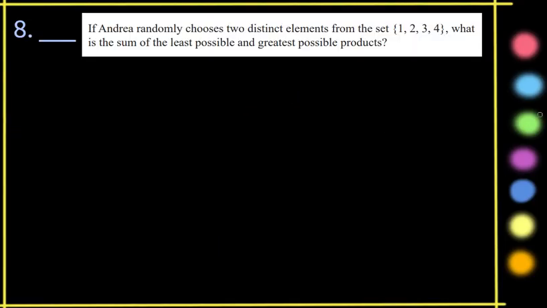Okay, this one says if Andrea randomly chooses 2 distinct elements from the set 1, 2, 3, 4, what is the sum of the least possible and the greatest possible products? So what is the least possible product that you can get from 2 of the elements in this set? Well, the way to get the smallest possible product is to take the 2 smallest values, since these are all positive. So that's just going to be 1 and 2. And 1 times 2 is equal to 2. That's the smallest product that I can get.